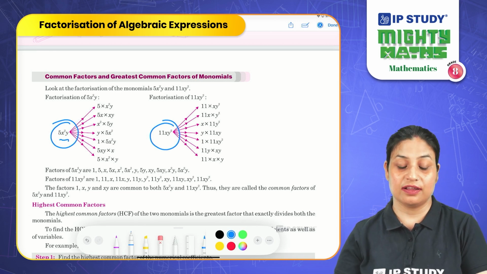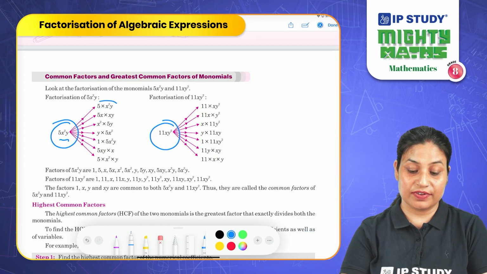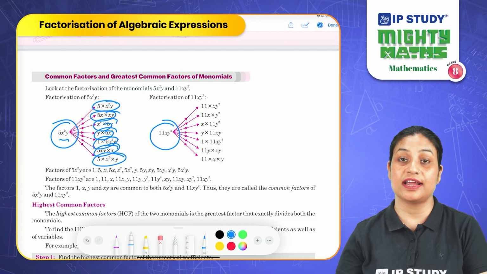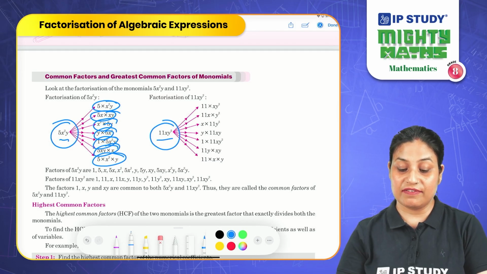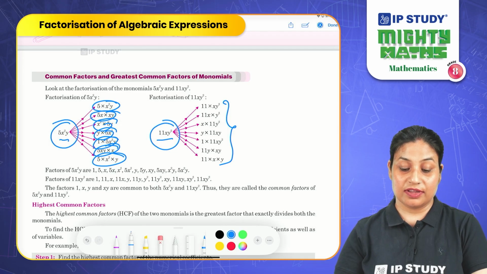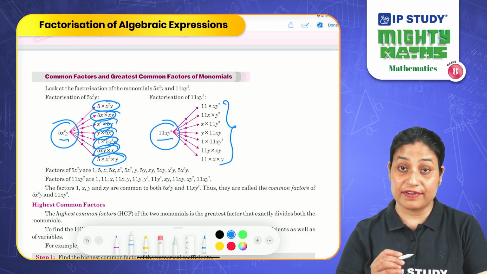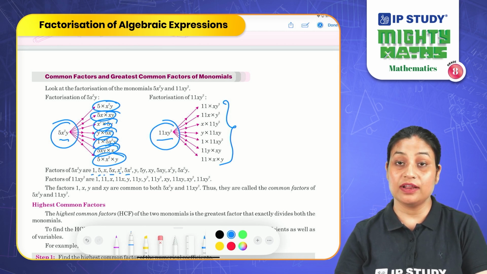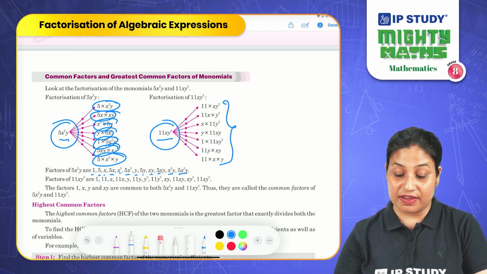For 5x square, let's write down the factors. So we can write it like this as a product of number and its variable, like this, and like this, right? In the same way, for 11xy square, we can write down the factors like this. Now, if you sum up, you will find out the factors for 5x square y are 1, 5x, x square y, 5x square, y, 5y, xy, 5xy, x square y, 5x square y.